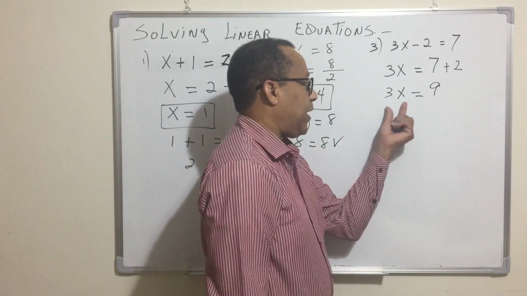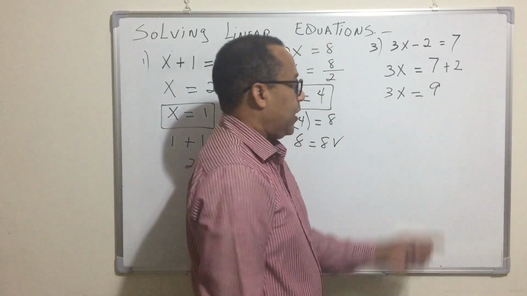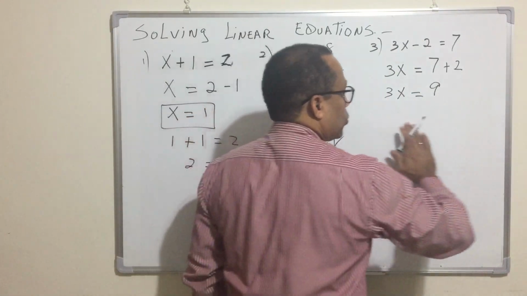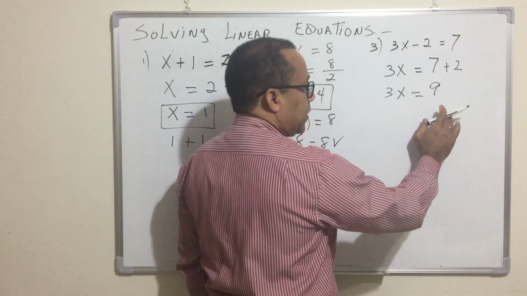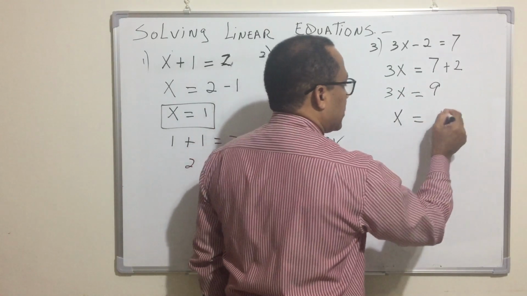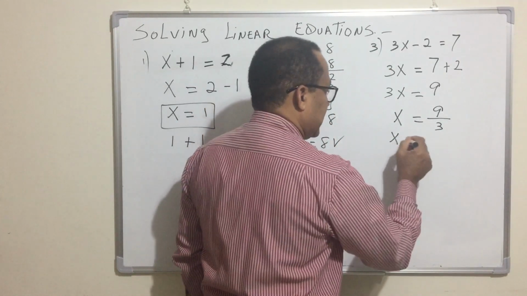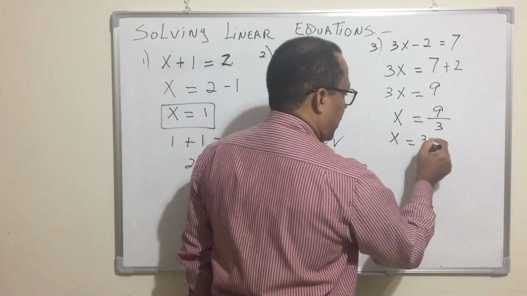What is the meaning of 3x? 3 times x. In order to get the value of x, the number 3 is multiplying, it goes dividing to the right side. So I bring down the x equals 9 divided by 3. X equals 9 divided by 3 is 3.